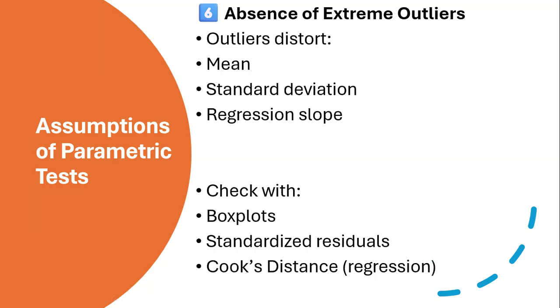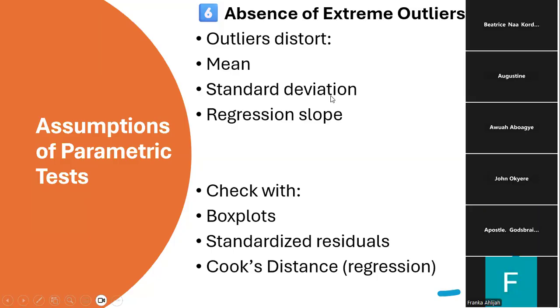Absence of extreme outliers. Who can explain in simple terms what an outlier means? In general parlance, when we say an outlier in a class, or an outlier in the society, an outlier in a given community, what does that mean? They don't conform to the norm. Exactly. An outlier can be likened to a deviant.